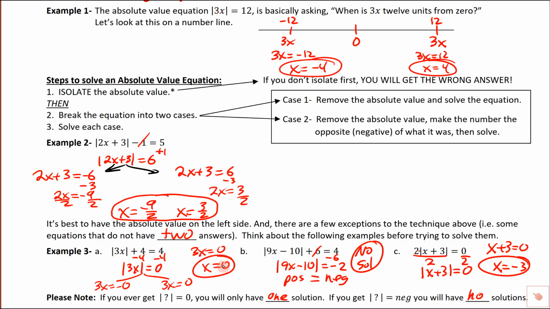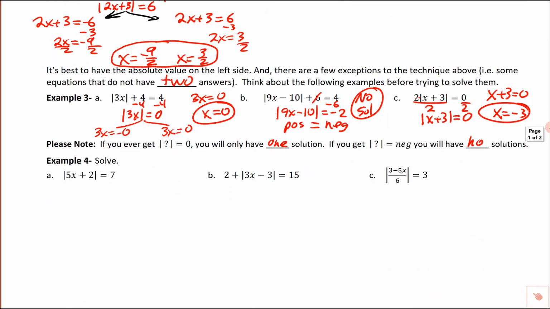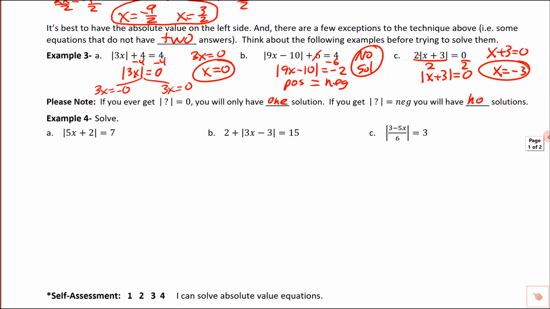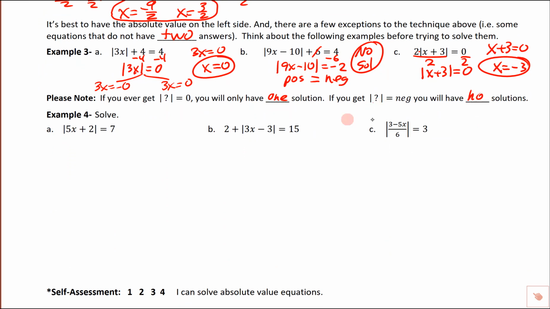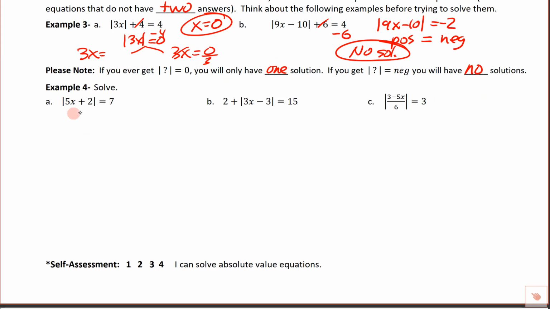It's not necessarily going to be 0. If you get the absolute value of something and it's equal to a negative, then you're not going to have any solutions. And those are actually kind of nice because if you think about it, you don't have to do any other work there. All we have to do is say, hey, if you have the absolute value isolated and it's equal to a negative, you'll have no solution because there's no way that a positive is going to equal a negative. So let's go ahead and do these problems right here.